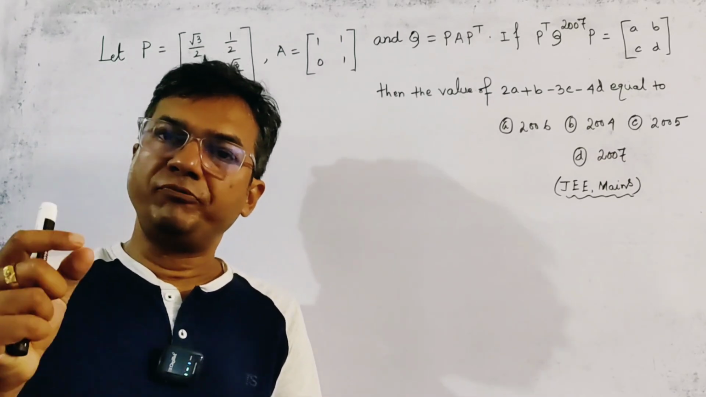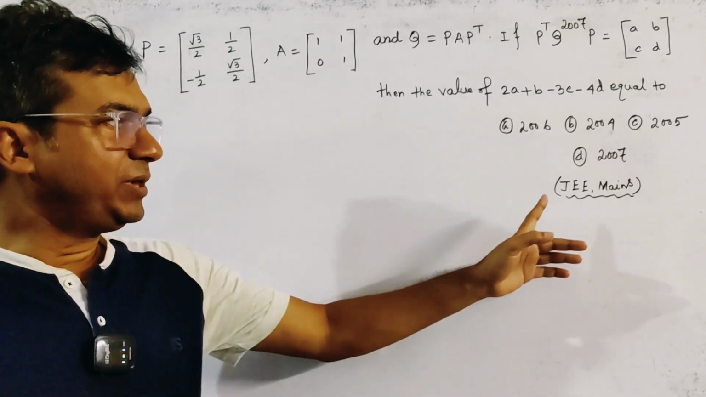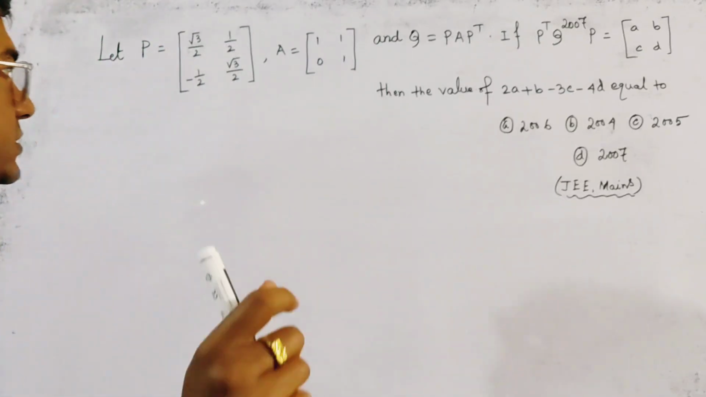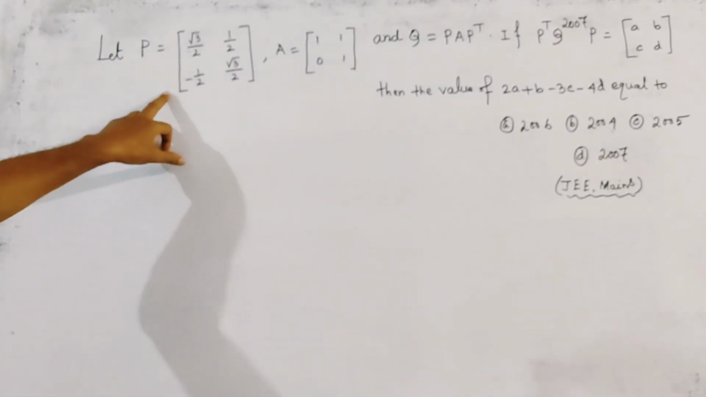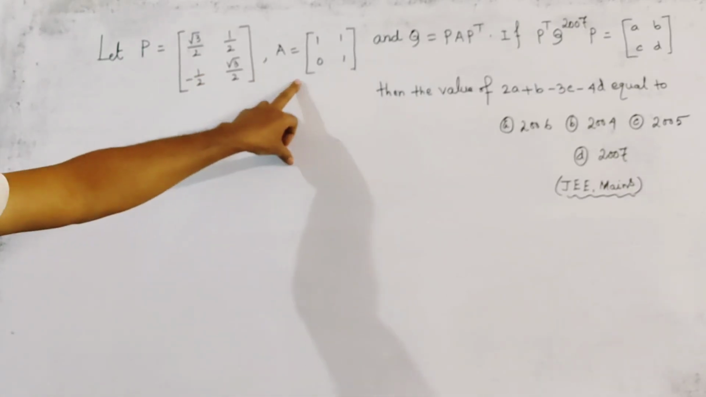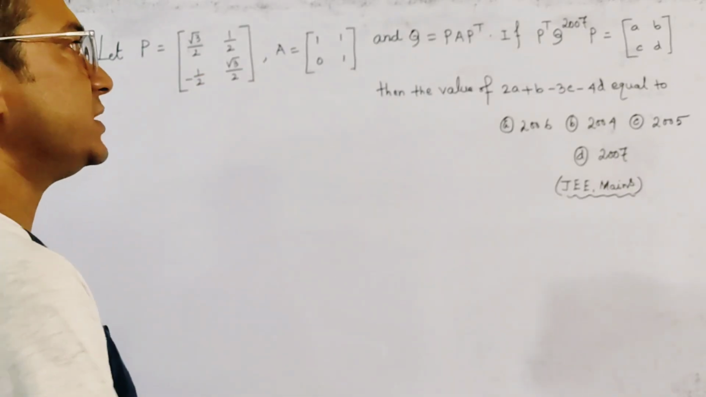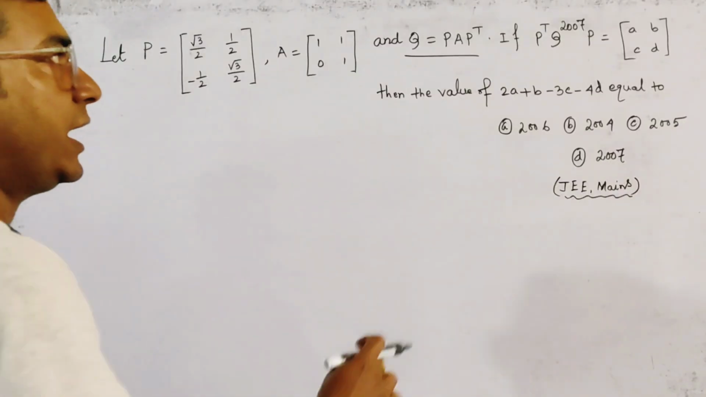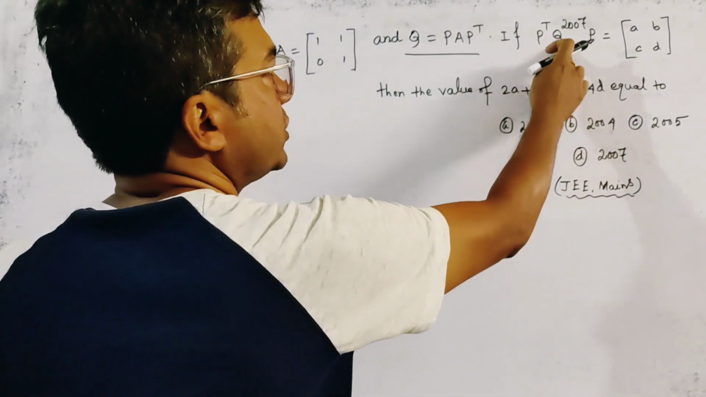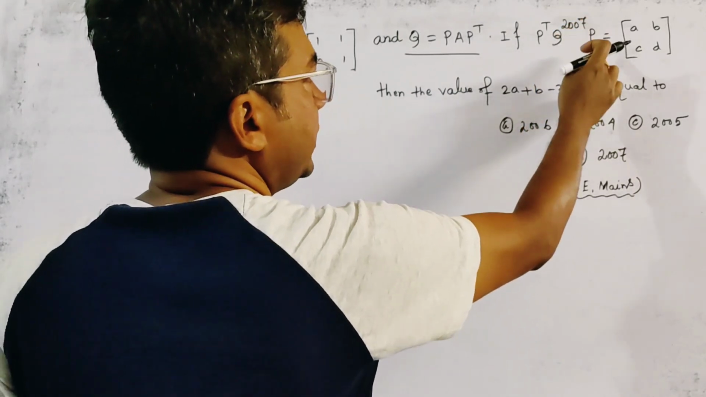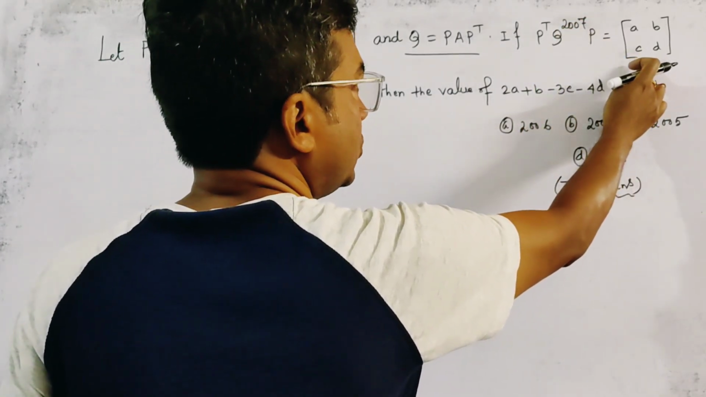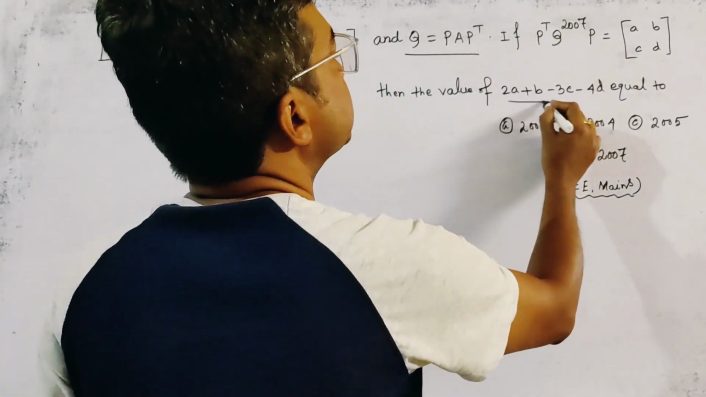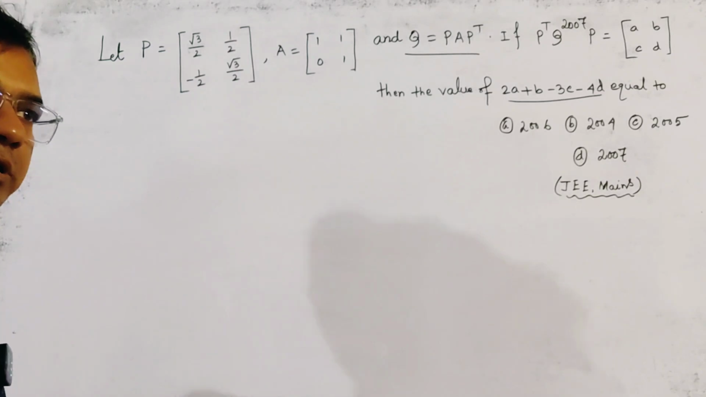A problem of matrix from JEE Main. Here it is said that a matrix P is given, and a relation Q equals P A P transpose is given. And if P transpose Q raised to the power 2007 into P equals a matrix given by ABC, then we have to find the value of this. Four options are given, right?